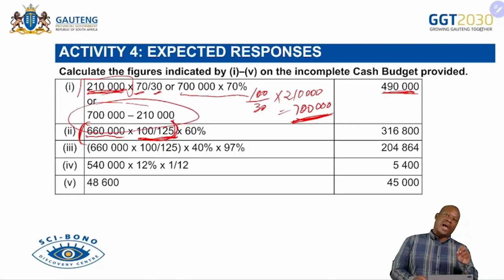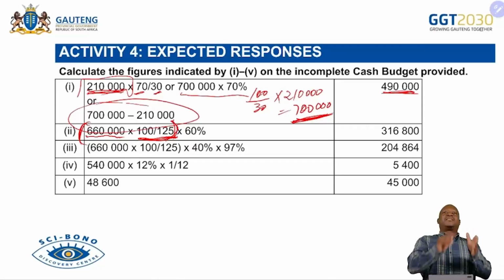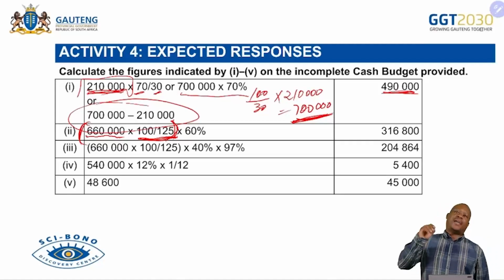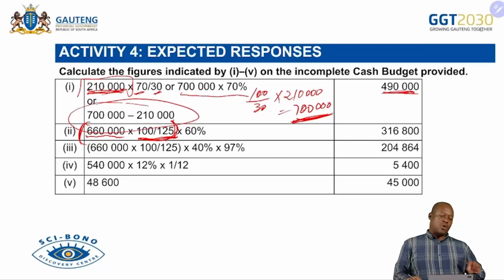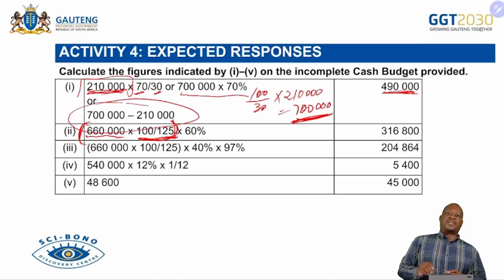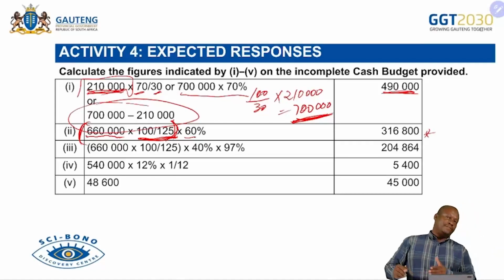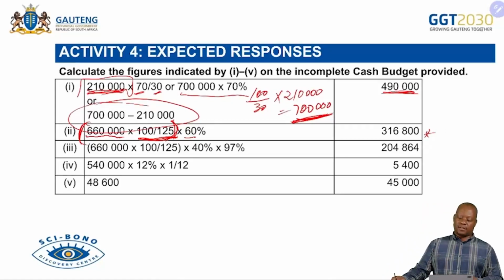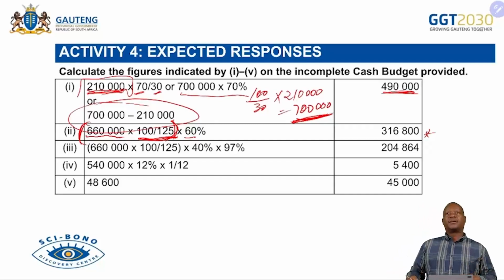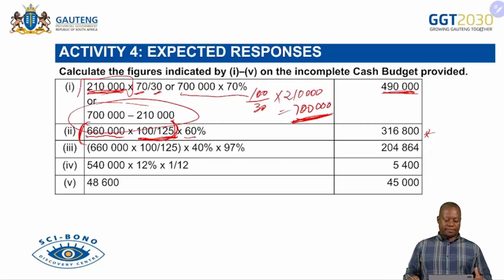But remember, we are not interested in the purchases or total of it. We are interested in our cash purchases. And according to the information, 60% of our purchases are cash. So that's why we are multiplying by 60%, and we are going to get only the cash purchases. Straightforward. Done and dusted on that one.